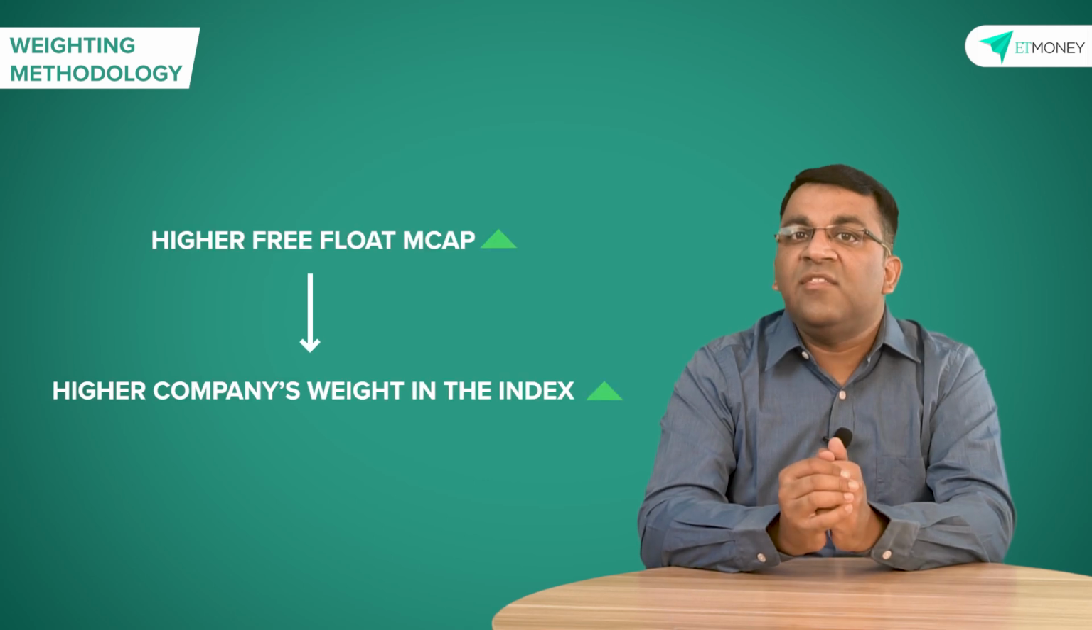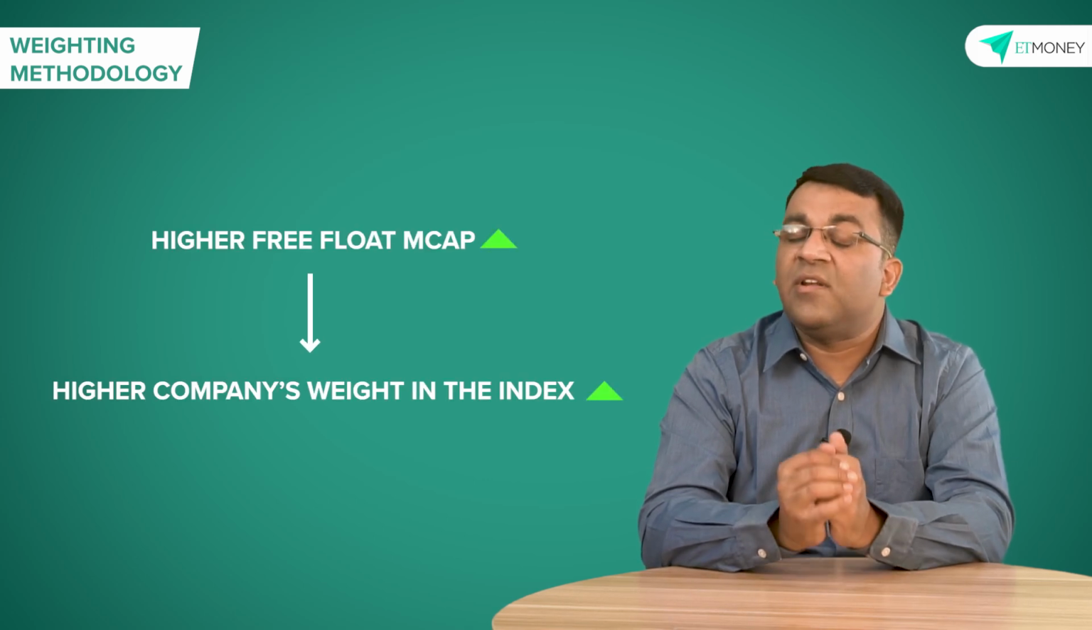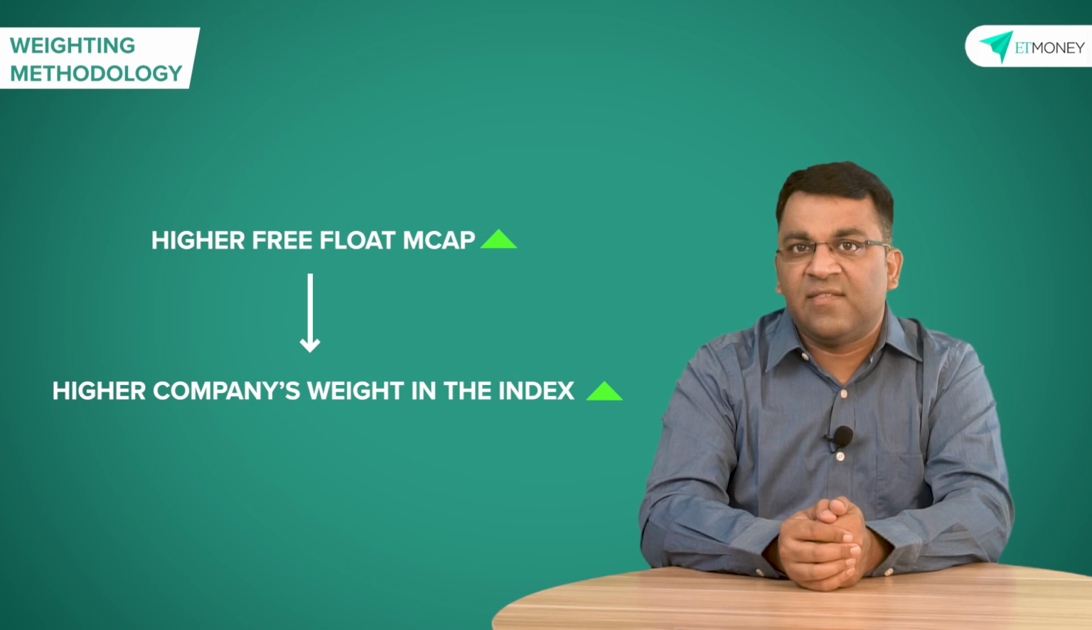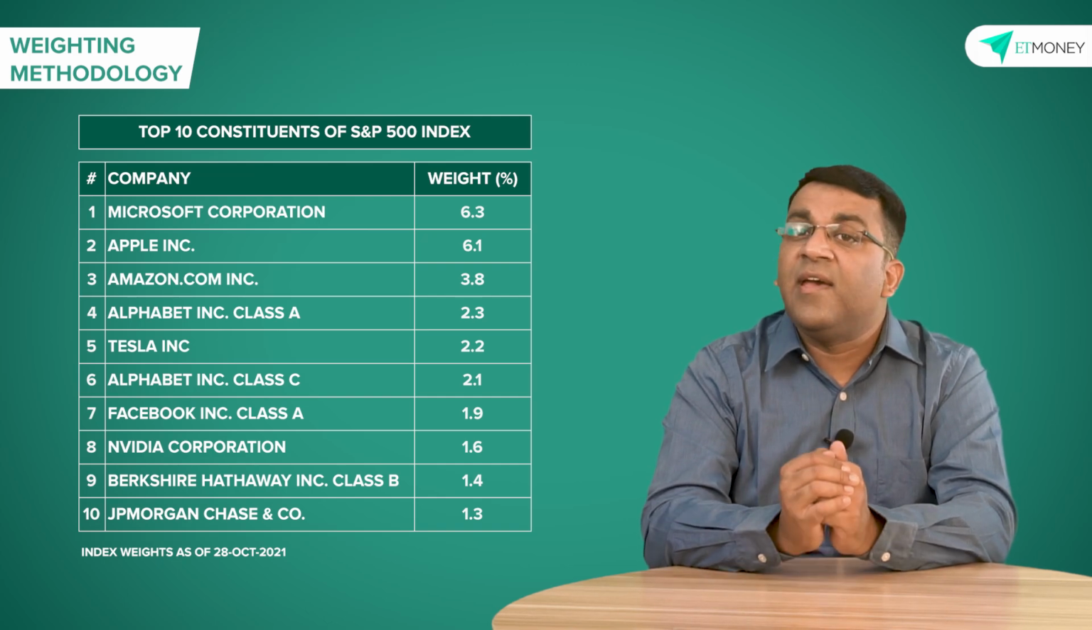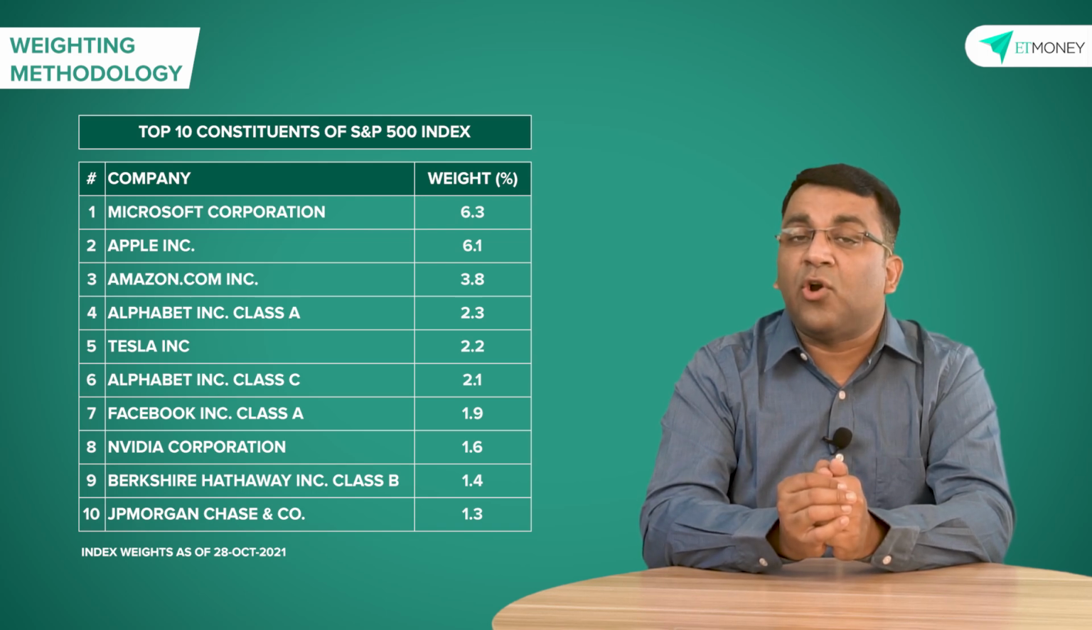So with the S&P 500, as is the case with most indices around the world, higher the free float market capitalization, higher is the weightage in the index. The weights of course change from time to time in accordance with the stock prices. As a matter of fact, it is the Microsoft Corporation that holds the highest weight in the S&P 500 index at 6.25% as of October 2021. However, just 1 month back, that is on the 30th of September, it was in fact Apple which held the top spot in the index.